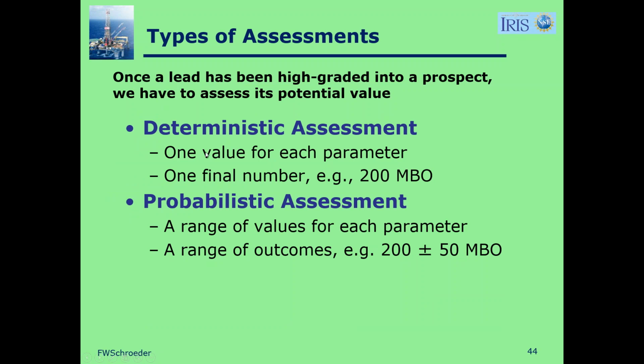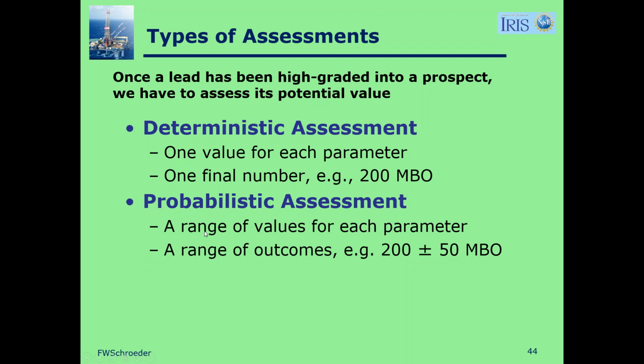So with deterministic, we assign one value for each of the parameters that we need, such as net to gross and porosity and area of the field and average thickness of the field. We give one value to all the parameters. There's probably 20 parameters. We do the calculation and we come up with one number. So in this case, 20 MBO is million barrels of oil.